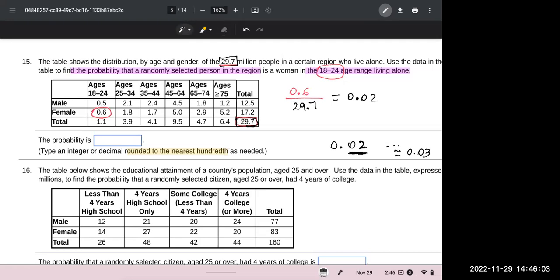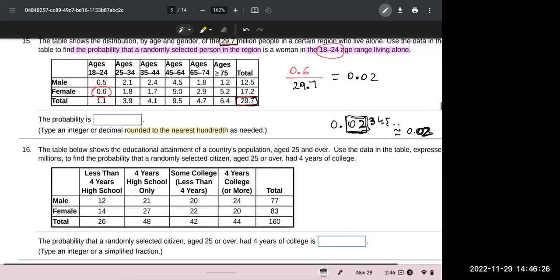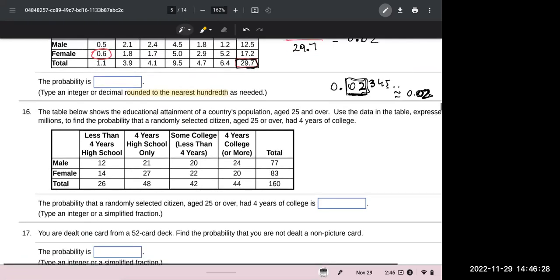If you have an infinite amount of numbers after the decimal, you need to round it to the nearest hundredth. If the next digit is a number less than 5, then you just copy what you see. So in this case, it will be 0.02. And I want to review that because I'm also getting those types of questions. So I want to make sure that you guys enter your answer correctly.